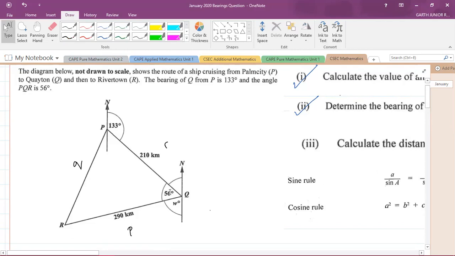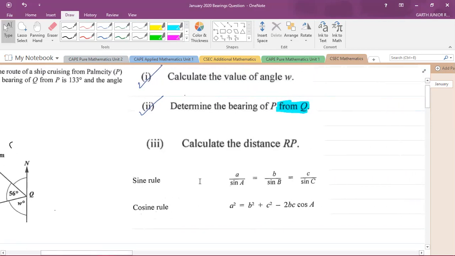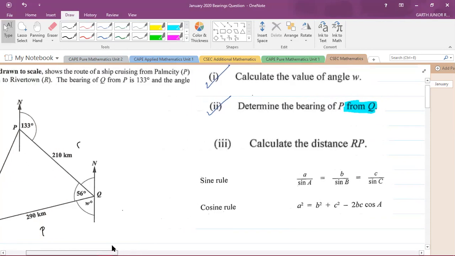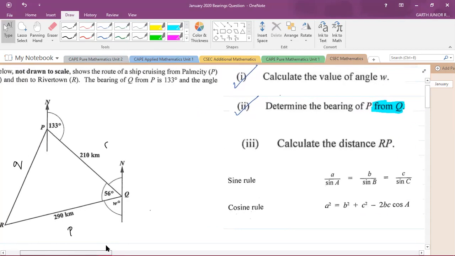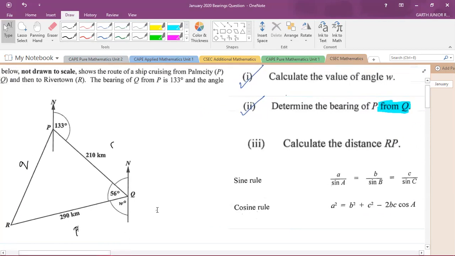Now, how am I going to find RP? That's my q. How am I going to find q? You're going to have to use one of these formulae, either the sine rule or the cosine rule. Depending on what you're given, you know which rule to apply. So let's look at the sine rule. We have a over sine A. We don't really have A in this case. We have p, q, and r. Let's look at q.